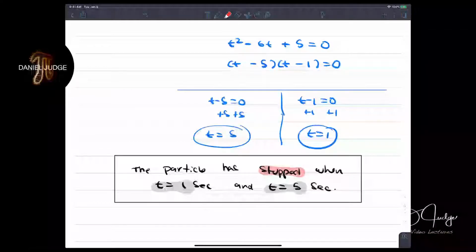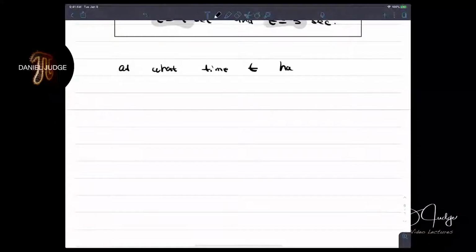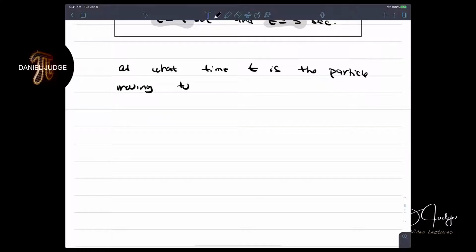All right. Okay. Well, here's my next question. At what time t is the particle moving to the right and to the left?